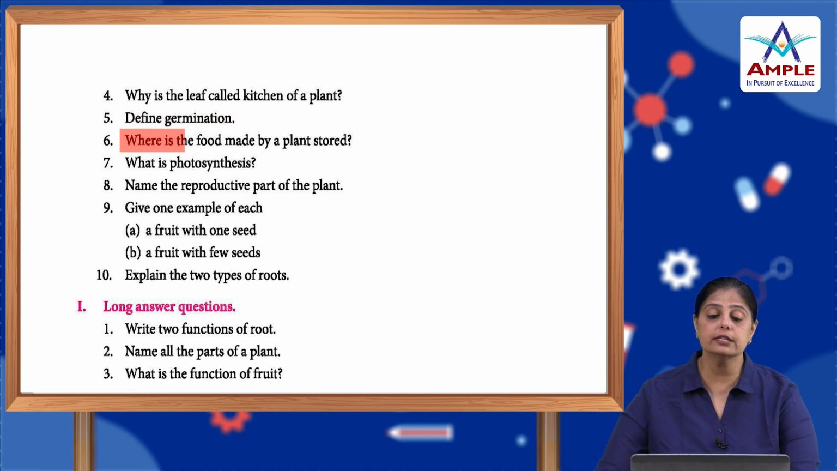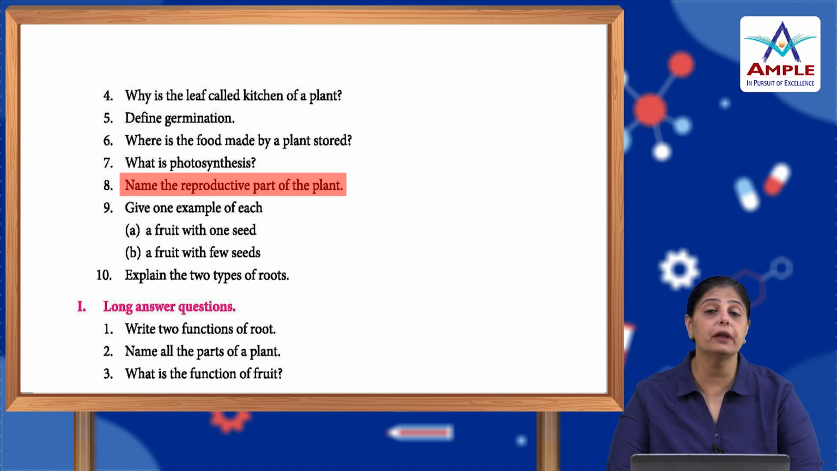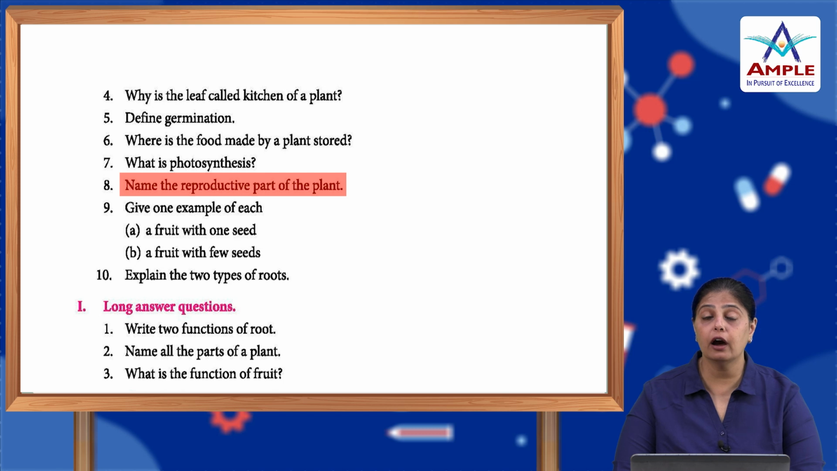Where is the food made by a plant stored? The food prepared by the plant is stored in the stem. What is photosynthesis? Photosynthesis is the process in which plants prepare their food using the air, water and sunlight. Name the reproductive part of the plant. The reproductive part of the plant is the flower. The flower changes from bud to flower and then to the fruit. Then fruits have seeds, and that's the process of reproduction.